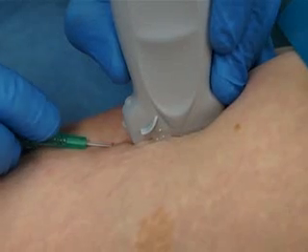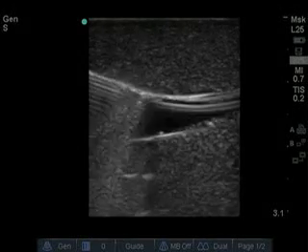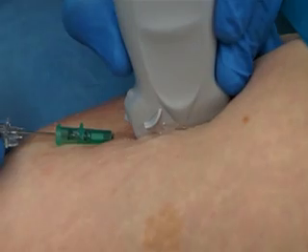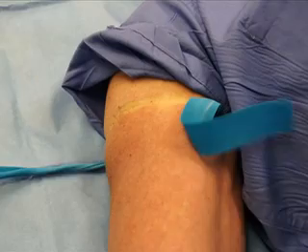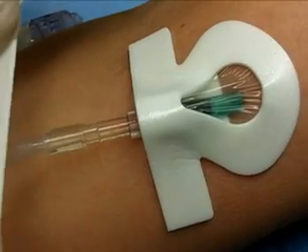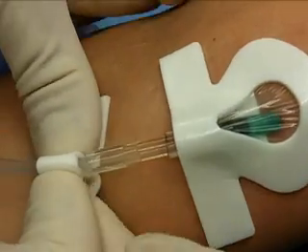Hold the needle still, advance the catheter, and watch it slide into the vein. Remove the needle and place it into a sharps container. Remove the tourniquet. Anchor and flush the catheter as demonstrated previously.